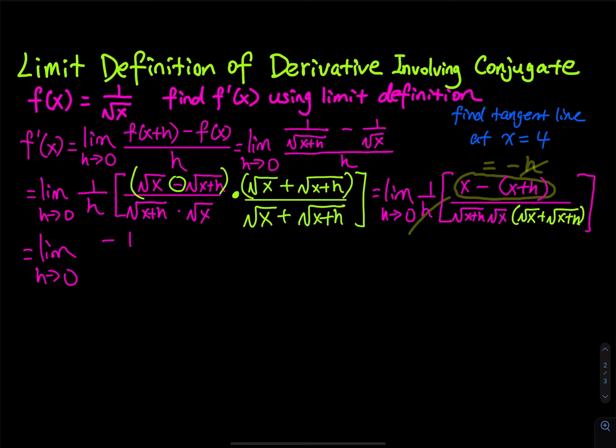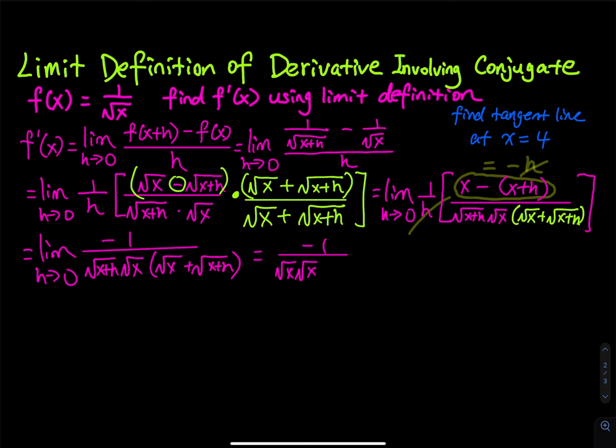And then what about the bottom? The bottom is just that piece. You have square root of x plus h times square root of x, and then multiply the green term, the green conjugate. So once h goes to 0, we don't need to worry about plugging in 0 because the biggest enemy is now gone. Okay, so once you plug in h equals 0, you have a negative 1 on top, and then you have a root x times a root x, and then root x plus root x, right?